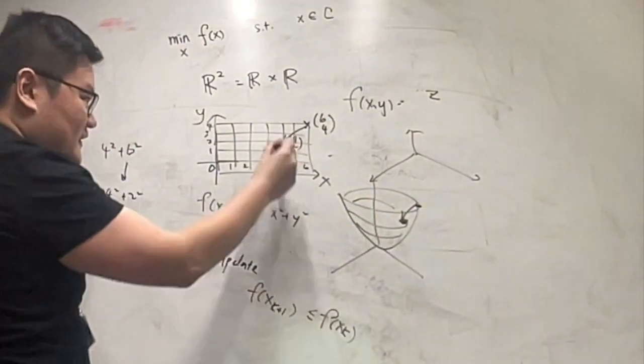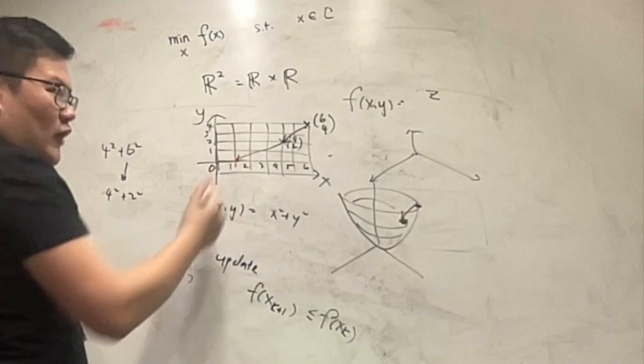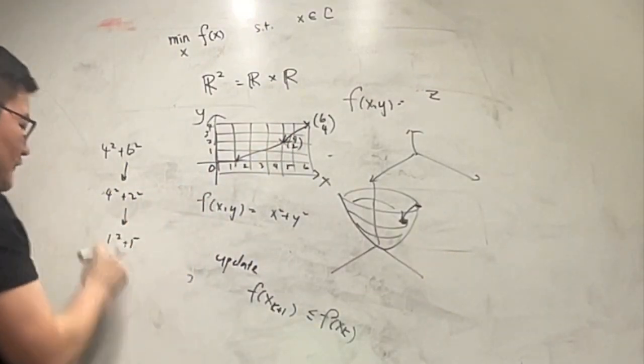And then let's say in the second iteration I move to here, from (4,2) to (1,1). Then the function value is 1 squared plus 1 squared. Of course this is smaller than the previous one.